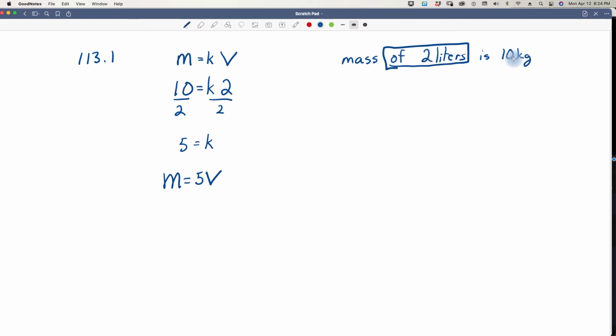So the mass is 10 kilograms. The volume is 2 liters. 5 times 2 is 10. So this statement is true. We have our correct formula. But now it's going to ask us a suppose question.